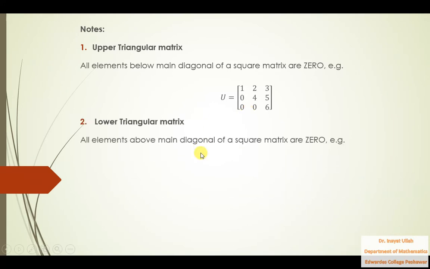If all elements above the main diagonal of a square matrix are 0, then we say that the matrix is a lower triangular matrix. You see that in this square matrix, this is the main diagonal, and above this main diagonal all these elements are 0, so this matrix is called a lower triangular matrix, and it is denoted by L.